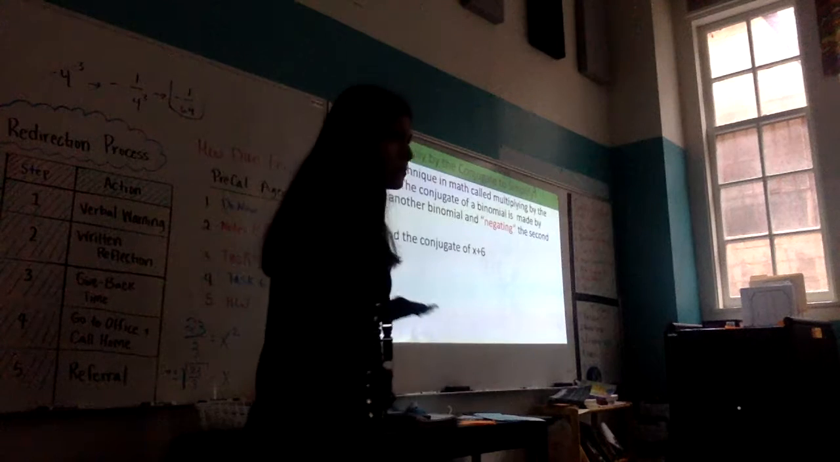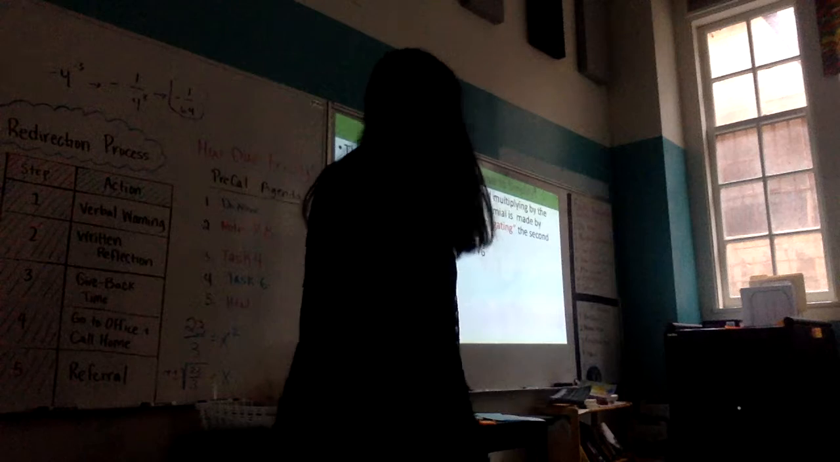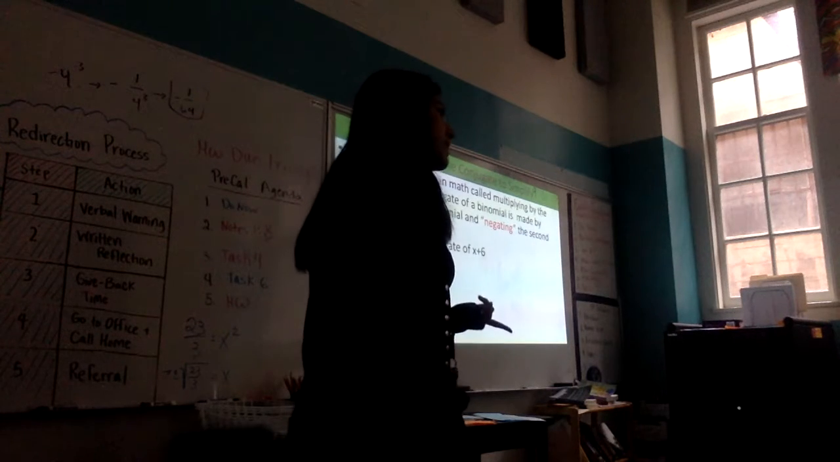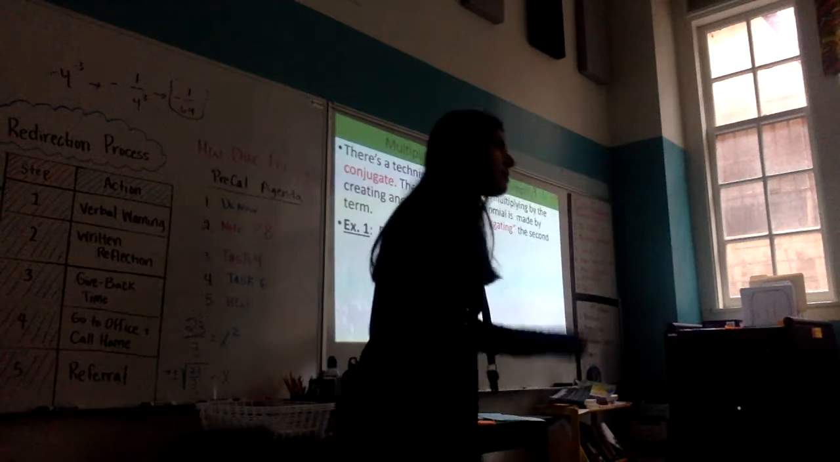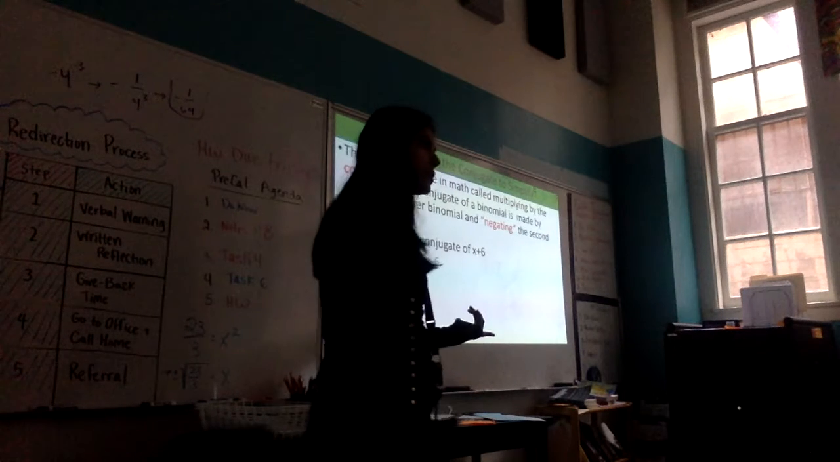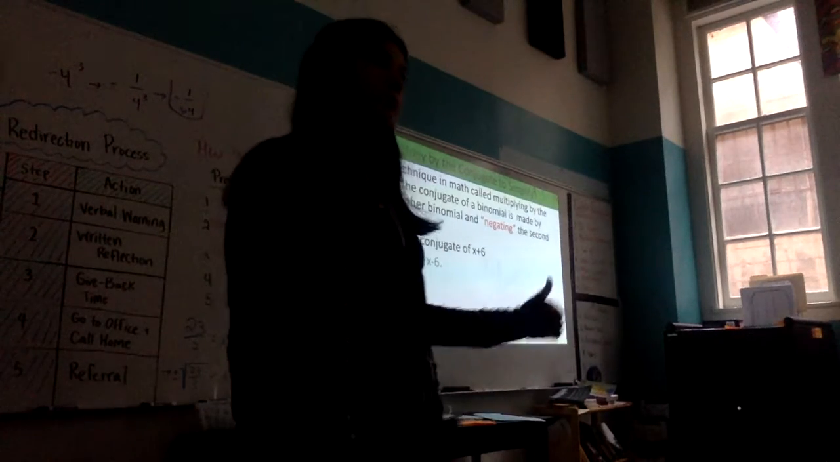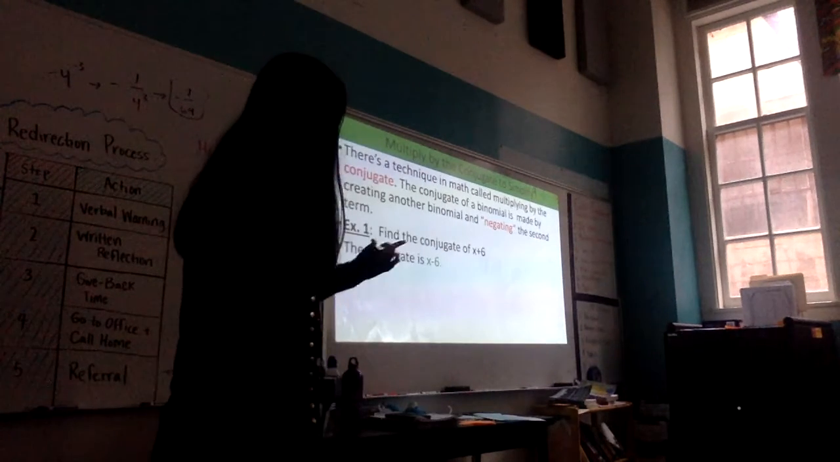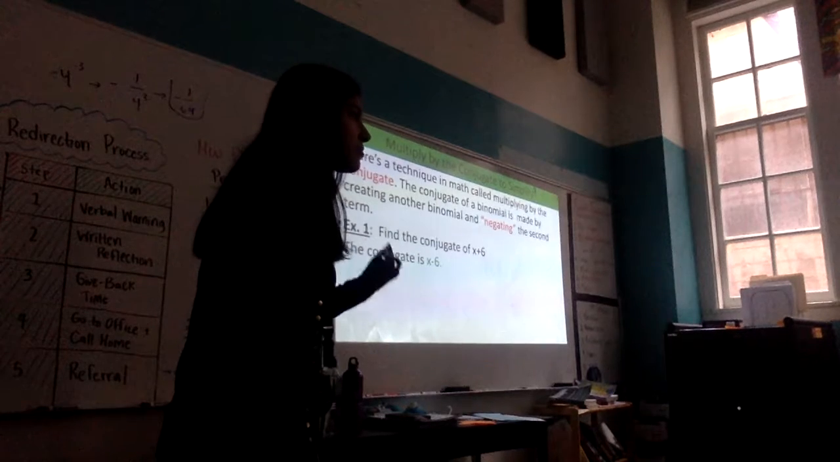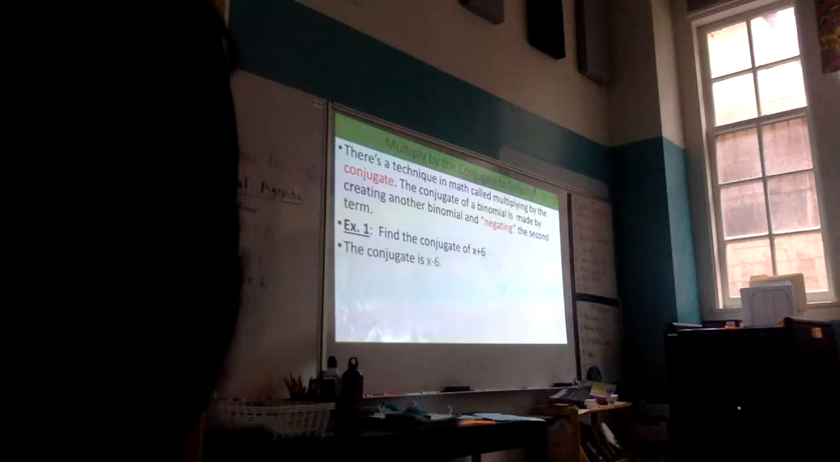All right, let's do some examples so that you know what I mean by negating the second term. Find the conjugate of x plus 6. To negate the second term, which is plus 6, what is the opposite of plus 6? Negative 6. That is the conjugate. So step 1, I can create a conjugate. I give you an expression, a binomial, and you give me the conjugate of that. So just make sure you answer something. Get your paper.